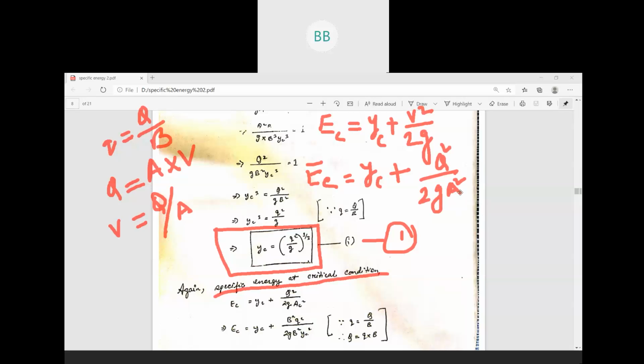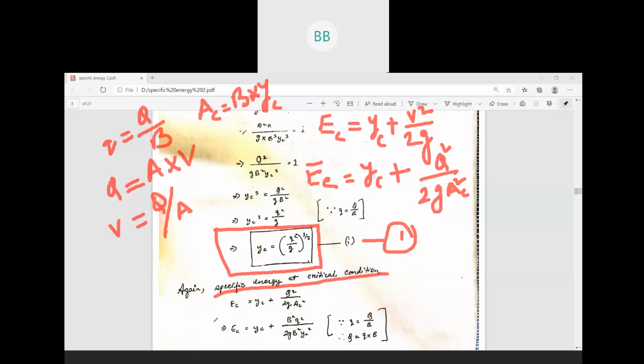Or you can say this is also a critical area, because we are going to consider the critical depth. So this AC is nothing but the critical area. It's similar to the area of a cross section of a rectangular channel. Only the difference is you are going to consider the critical depth. Okay.